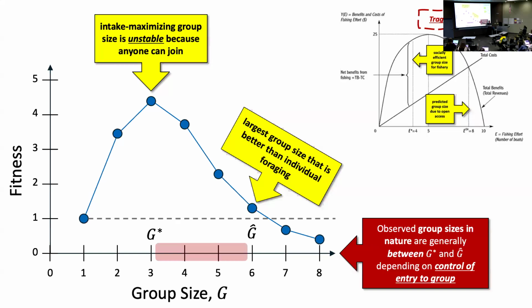All right, any more questions about this graph and how this becomes kind of stable?